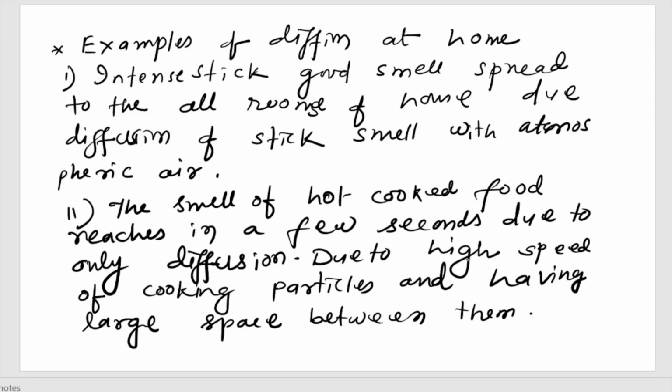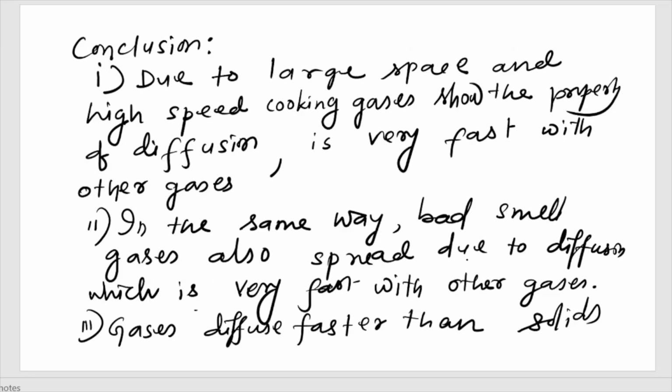The smell of hot cooked food: you know whether non-veg is cooking or not, whether a good smell or bad smell is coming from the cooked food. How can you know? Within a few seconds, due to high diffusion, you can get the smell from the cooking food in the kitchen. Due to the high speed of the particles, their diffusion takes place at high speed, because hot vapors are coming with large space between them, and so it spreads over all the room.